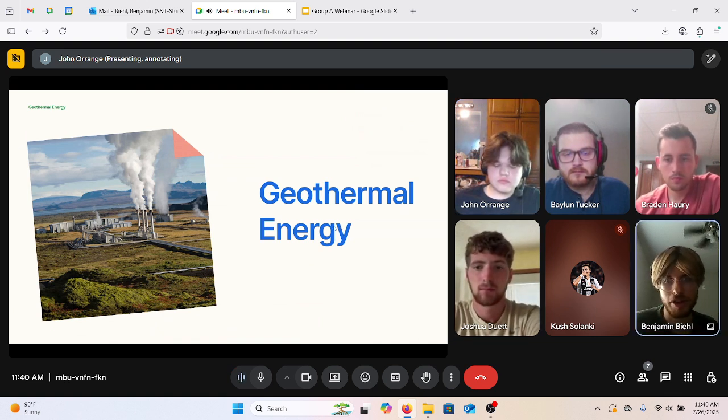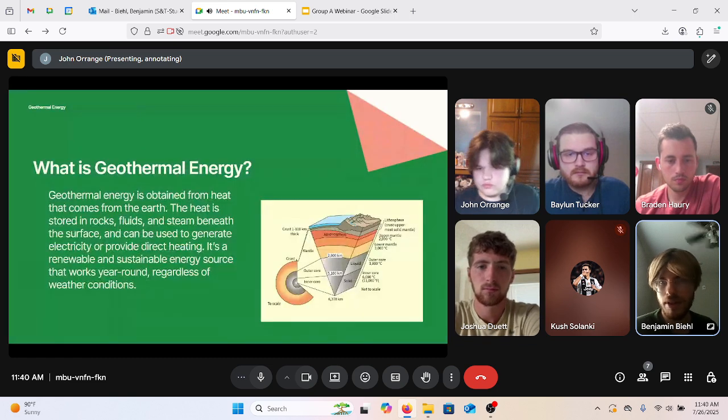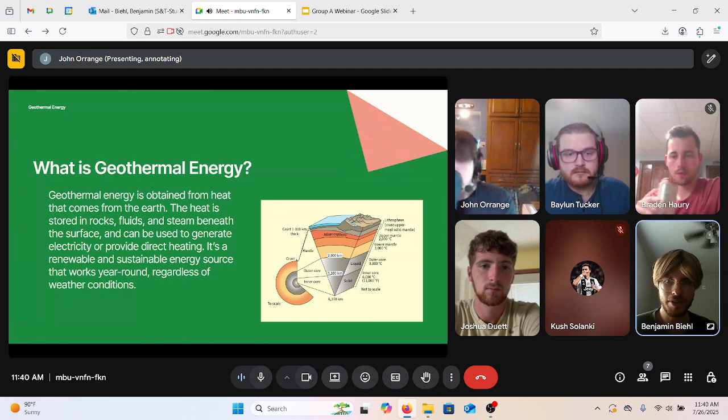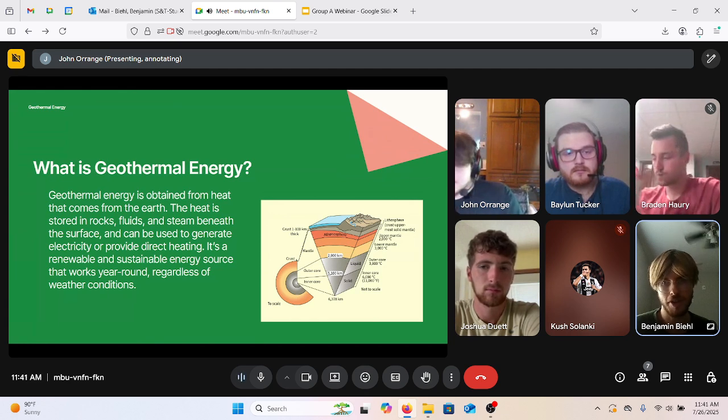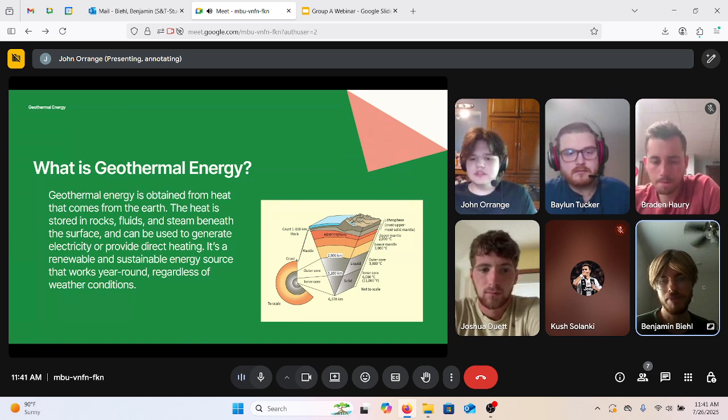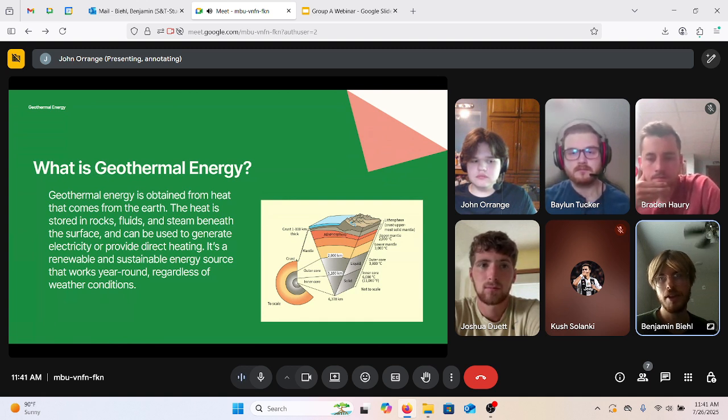Alrighty, so now we'll be talking about geothermal energy. I'll start by defining what geothermal energy is. Essentially, geothermal energy is obtained from underneath the Earth's surface. Heat can be stored in things like rocks, fluids, and steam beneath the surface, and we can use geothermal energy plants to extract that heat and then generate electricity from it. It's a very renewable and sustainable energy source that works year-round, and unlike other forms of sustainable energy, it doesn't really rely on weather conditions or certain seasons to power correctly.